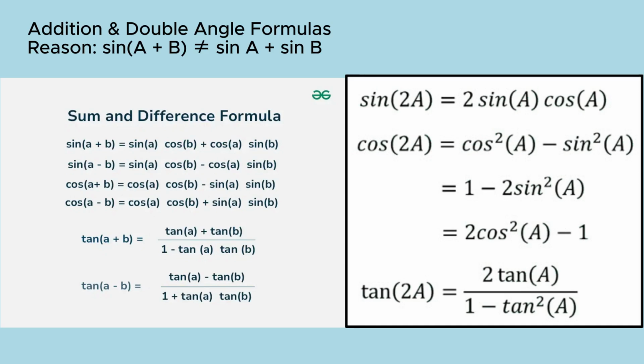And to get the double angle formula that you see on the right, just make b equal to a and then solve it from there. Use the sum formula and you get the result for sine, cosine and tangent. That is all.